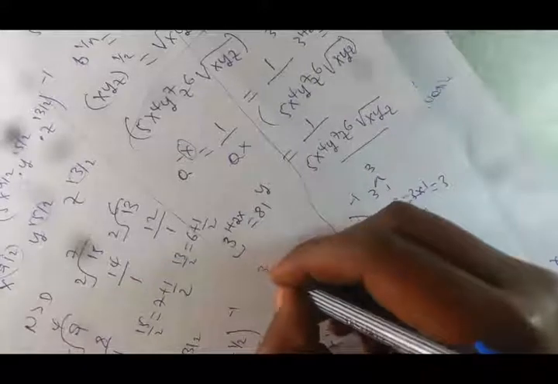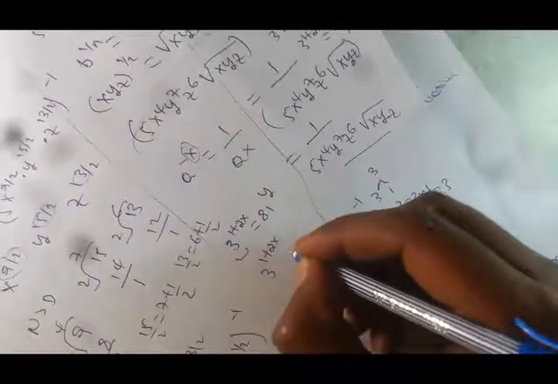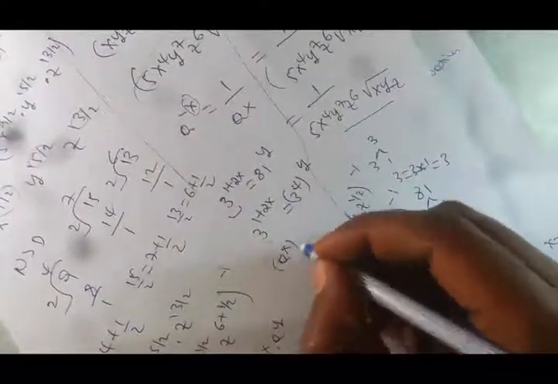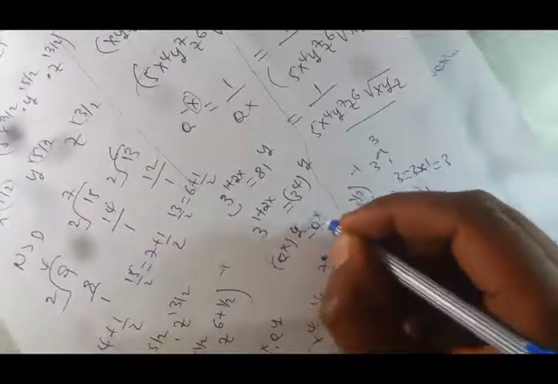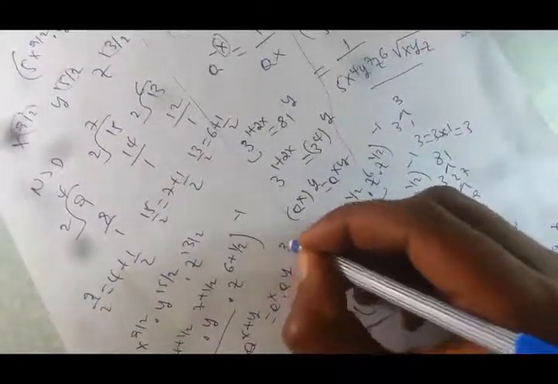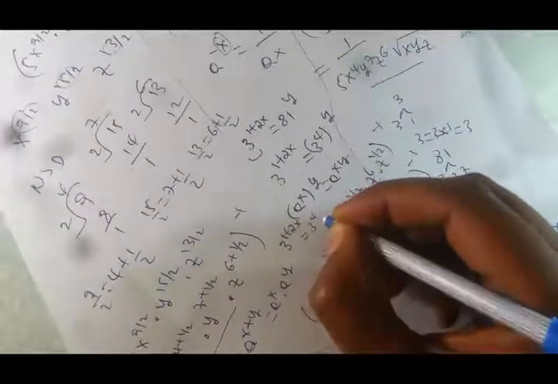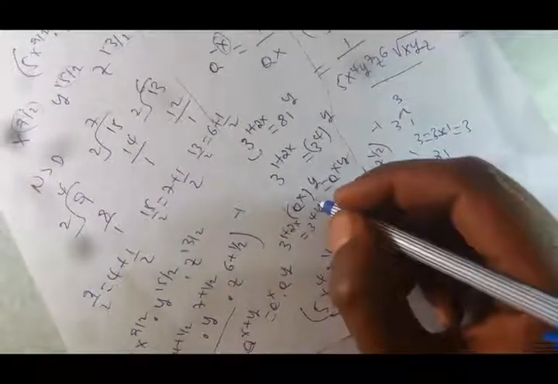Therefore, 3^(1+2x) is equal to (3^4)^y. And we know something: (a^x)^y is equal to a^(xy). So we will make a multiplication. 3^(1+2x) is equal to 3^(4y).